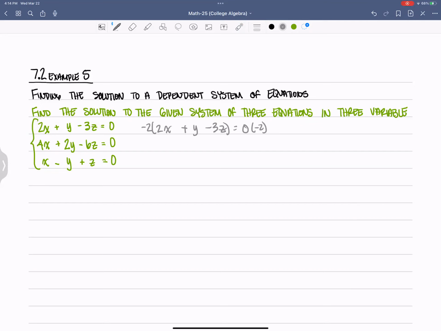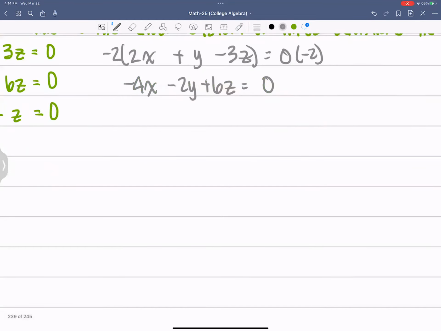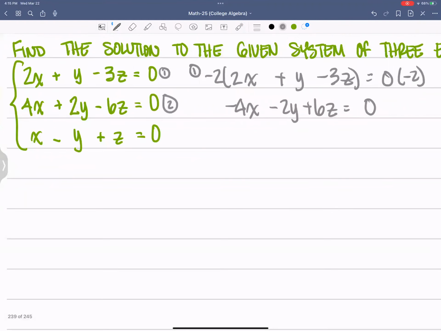We have -2 times 2 is -4x, -2 times y is -2y, -2 times -3 is positive 6z, equals 0. All right, so that's our modified equation 1. Now we're going to add our modified equation 1 with equation 2. Let's do that over here. So we have -4x minus 2y plus 6z. That's the equation we just found.